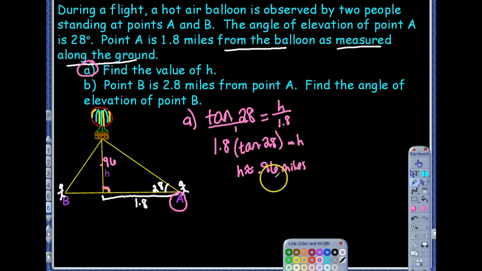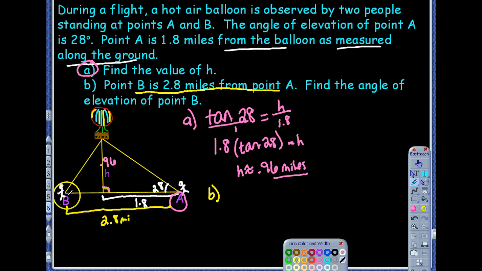Right. Okay. Now, let's talk about part B. All right, part B. It says point B is 2.8 miles from point A. So that means those people are 2.8 miles apart. Well, that already tells us the distance remaining from B to the balloon is going to be 1 mile.